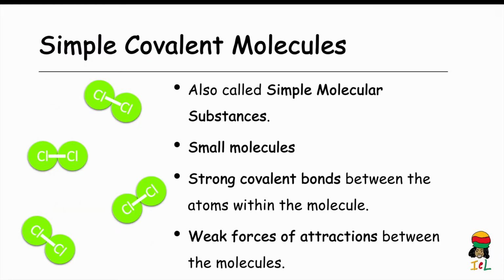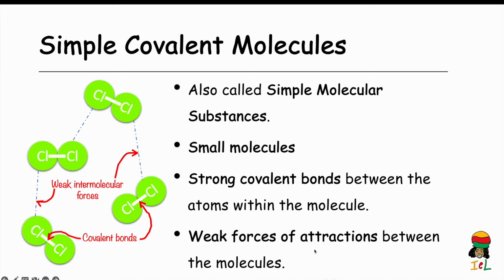Simple covalent molecules or simple molecular substances are small molecules such as the diatomic molecules of the chlorine shown to the left of the screen. These simple molecules consist of strong covalent bonds between the atoms of the molecule but very weak forces of attraction between the molecules. The blue dotted lines represent the weak intermolecular forces. Note that the prefix inter means between, therefore intermolecular means between the molecules.